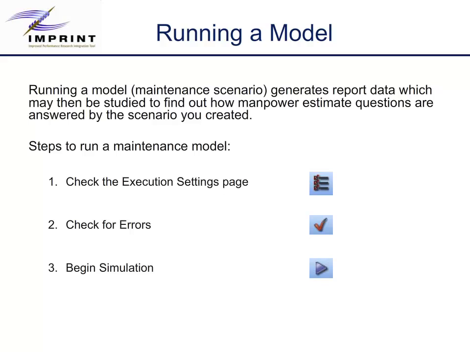We have now gone over the 3 elements of a maintenance model: the warfighters, systems, and scenarios. Now we can execute our model. I recommend you go through a 3-step process to run your model. First, check and edit the execution settings. Second, check for errors. And third, begin the simulation.